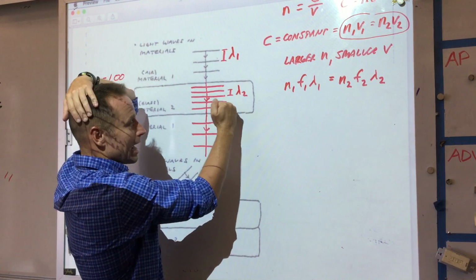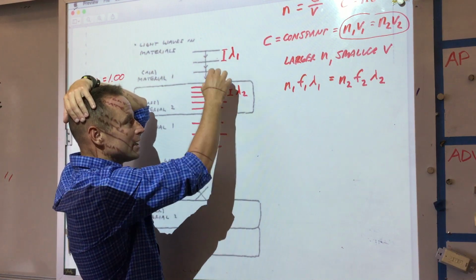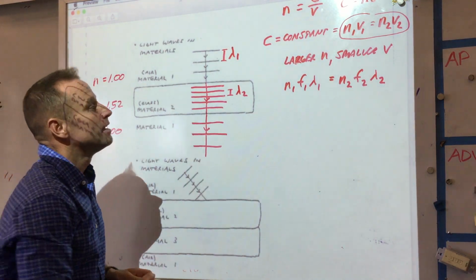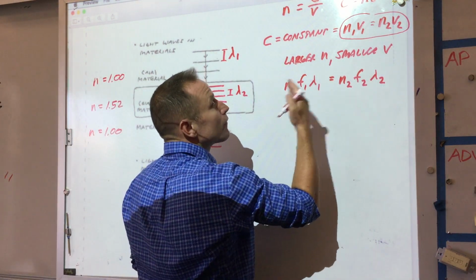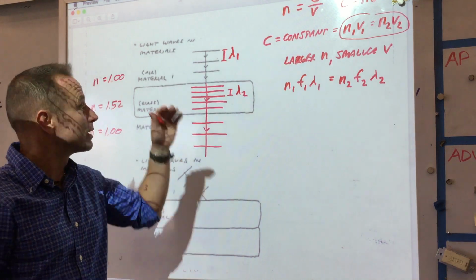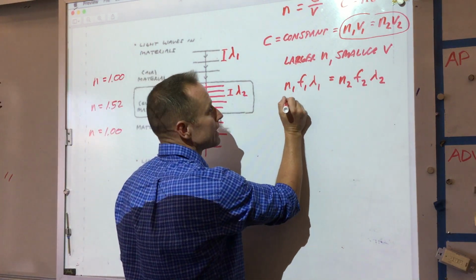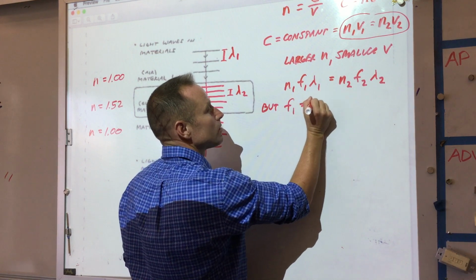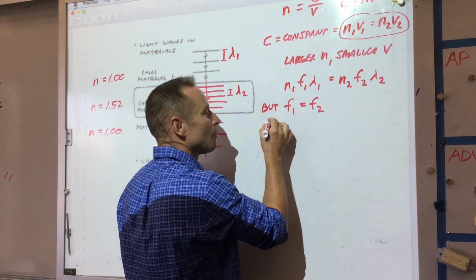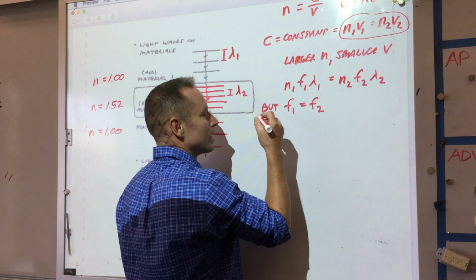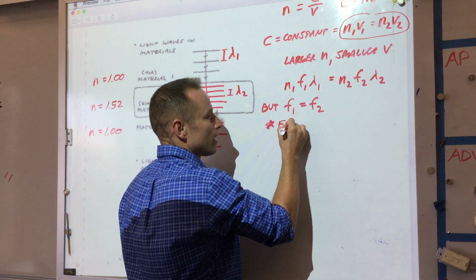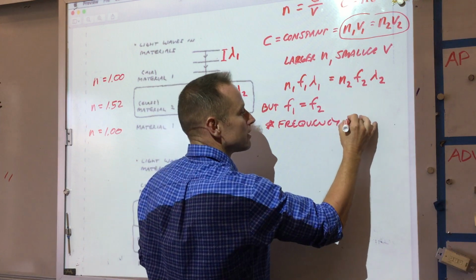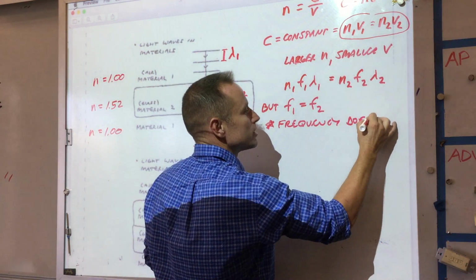Like if you were counting how often the peaks come by, pop, pop, pop, they're arriving with the same frequency. So as it turns out, the frequency of light never changes when you go from one material to the other. Okay, so we'll say F1 equals F2. And the thing I want you to remember is when you go from one material to another, the frequency doesn't change. Does not change.